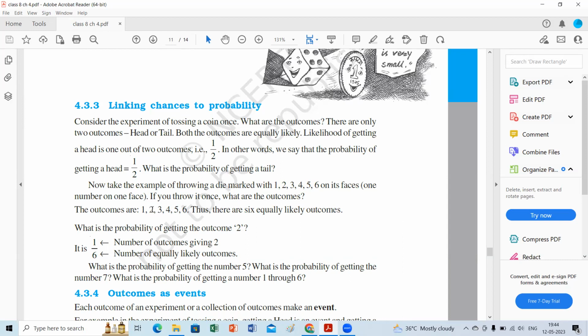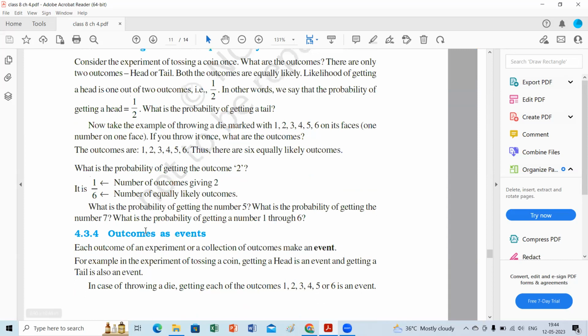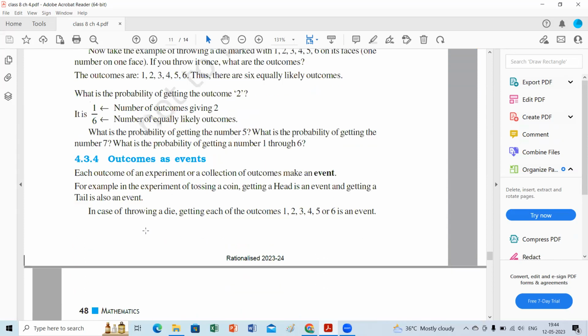What is the probability of getting number 7 when you throw your dice? 0. Because a dice has 1 to 6, there is no 7. That's why it is 0. What is the probability of getting number 1 through 6? Each one is 1 by 6.